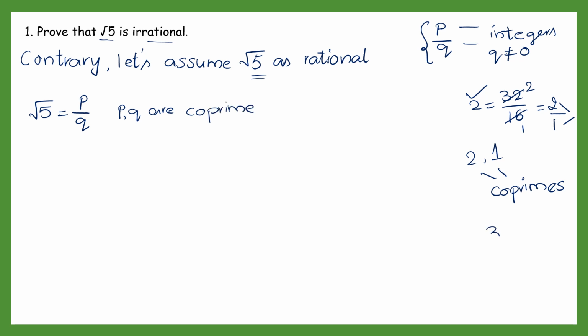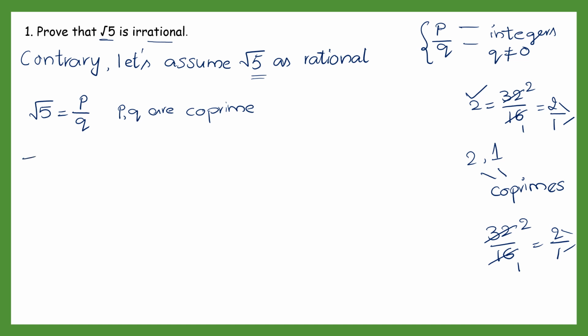Now here 32 by 16. We are dividing 32 and 16 with a common factor. Both have common factor 16. We are dividing by 16. It is becoming 2 by 1. Now 2 and 1 are co-prime numbers. Similarly, here also express root 5 as p by q, where p and q are co-prime numbers.